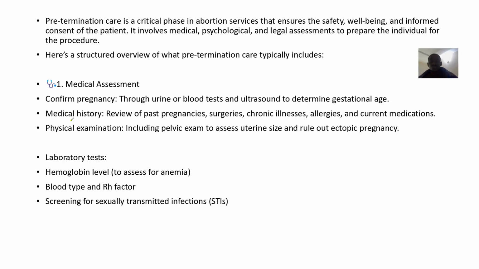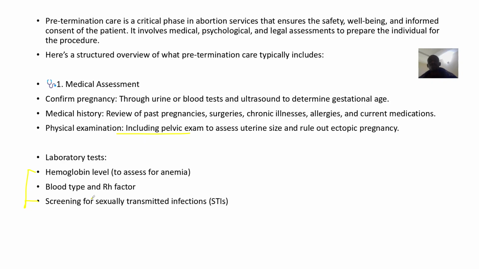So medical history, this is when you review the past pregnancies. You want to look at the previous experiences the person has had related to anything, a medical condition. So physical examination, you do all those pelvic examinations and all of that to assess uterine size, rule out ectopic pregnancies and everything. Okay. So laboratory tests, this is where you now do tests for hemoglobin levels.